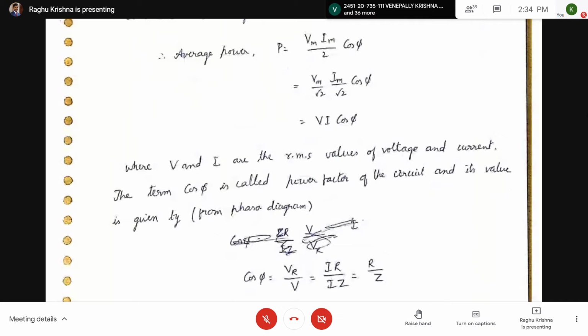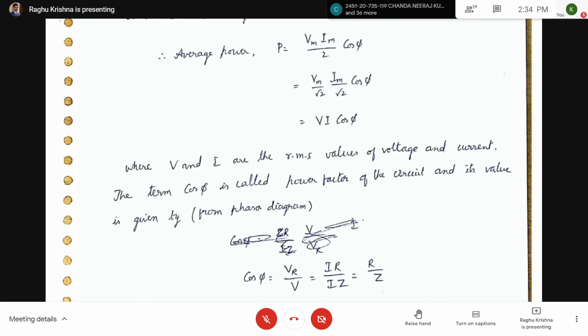So cos phi, the term cos phi, is called the power factor of the circuit and its value is given by cos phi equal to VR by V, which is equal to R by Z. There are different formulas for cos phi. I am going to explain that afterwards. Within two classes, the topic will be coming.